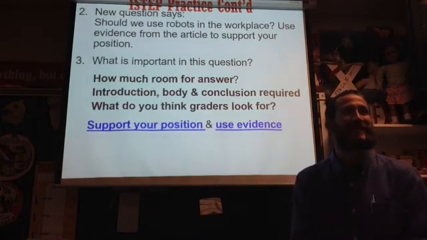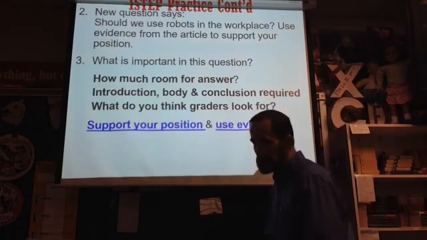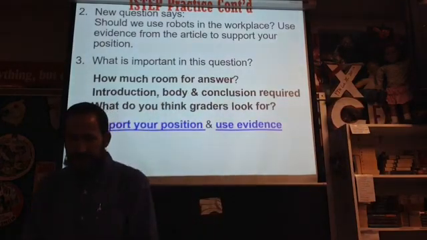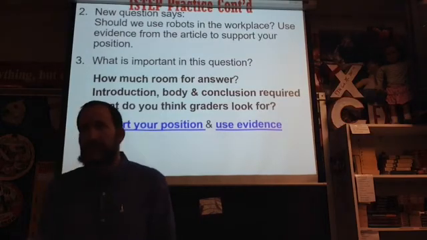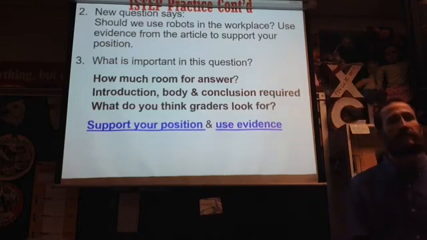Miss Riddle: What does support your position mean? Nice one. You guys know what support your position means? And I pulled that straight from on there, because that's where it says the evidence from the article that supports your position. So what they want you to do when they say support your position. Gotta support your opinion in the whole situation.